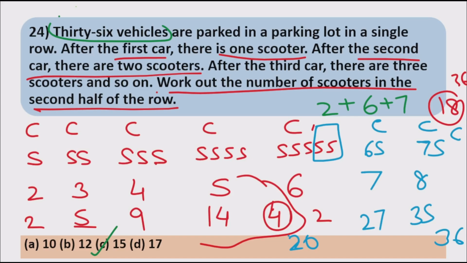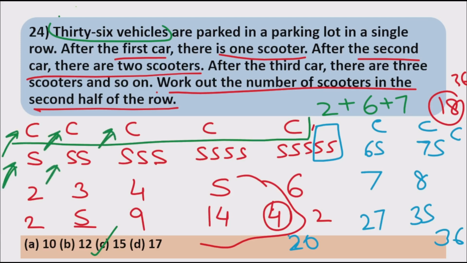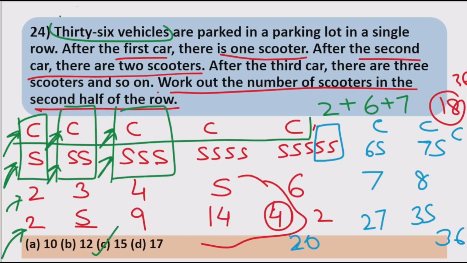Here the trick is not to miss and get confused when you are adding scooters and cars. Okay, we have done nothing but just written whatever they have written in the statement. First we give 1 car, then 1 scooter, second car 2 scooters, third car 3 scooters. What do we have here? Total number of cars and scooters in the first column, second column, and all, and the cumulative cars and scooters, so that we can find the left half, so that we can count scooters in the right half.